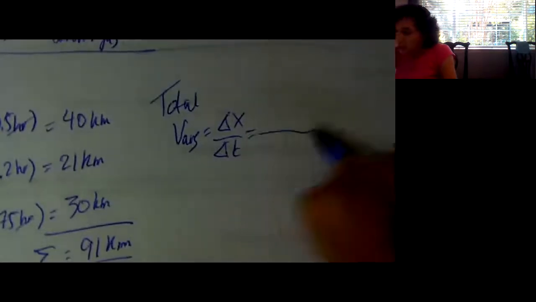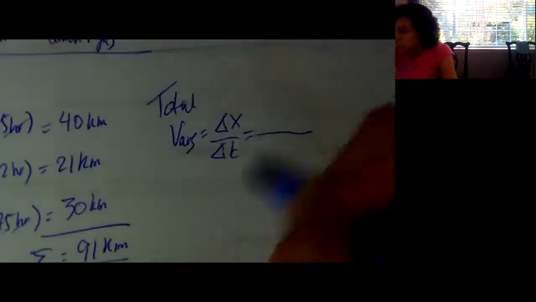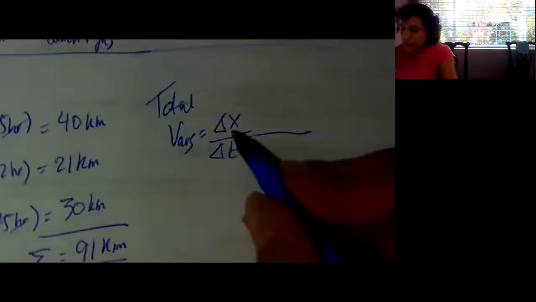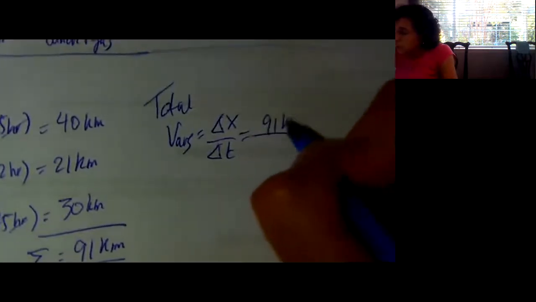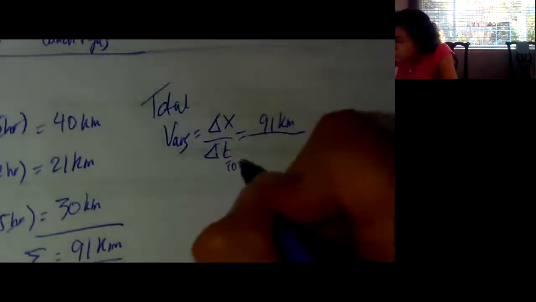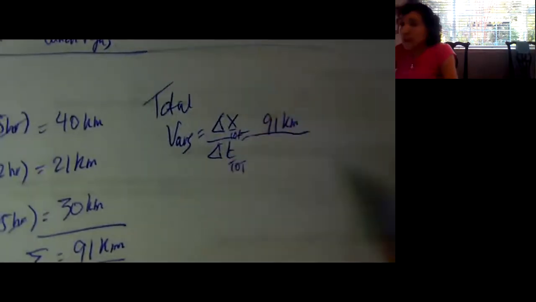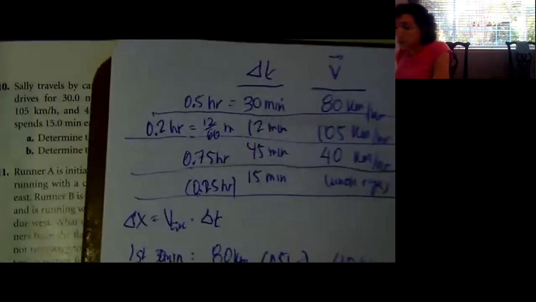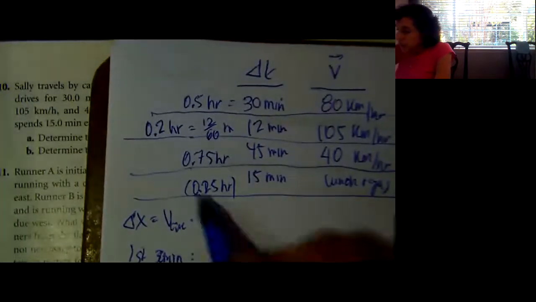The total amount of time, total distance, delta x, displacement is 91 kilometers. How long did she do it? Oh, I need the total. Here's the total delta x and total time. Here's the interesting part. You get two answers depending on how you answer this. So I went here to figure out how long did this take? How much time was this?